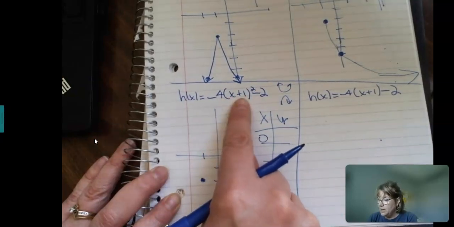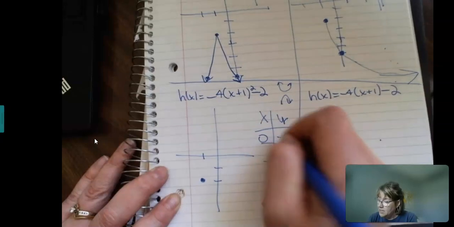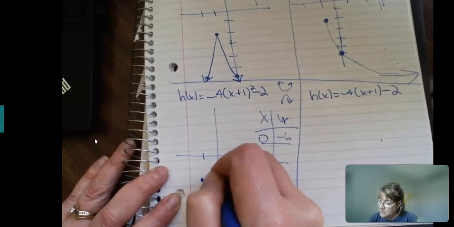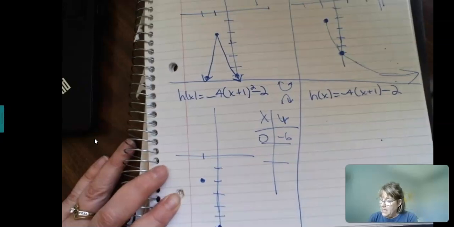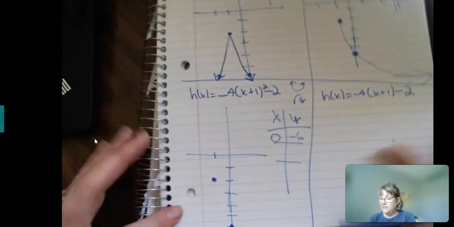0 would be what? 1. 1 squared is -4. Oh my gosh, do you see how that never changes? Isn't that crazy? 1, 2, 5, -6. Okay. And I know this is a parabola, so it's kind of like this.